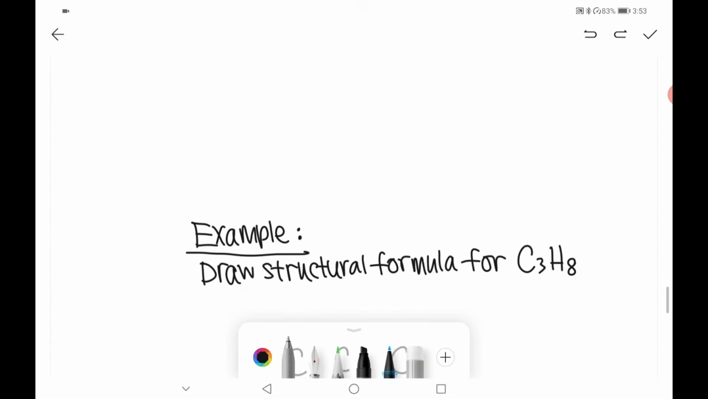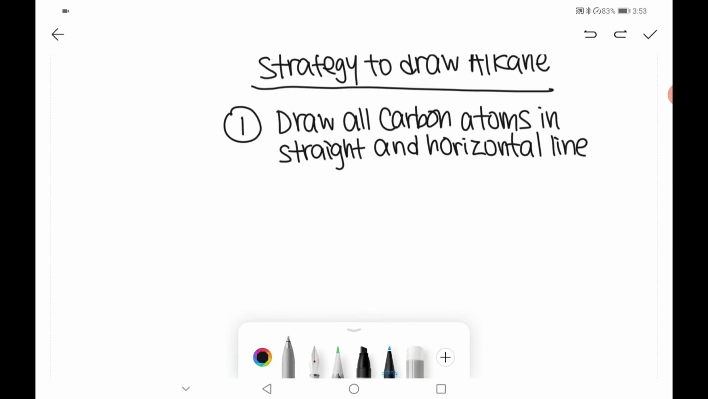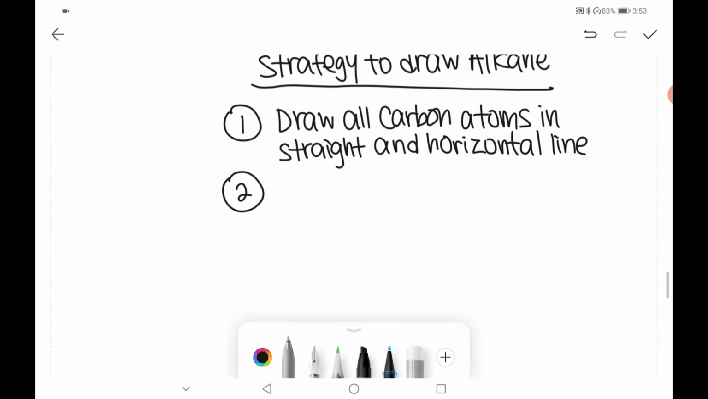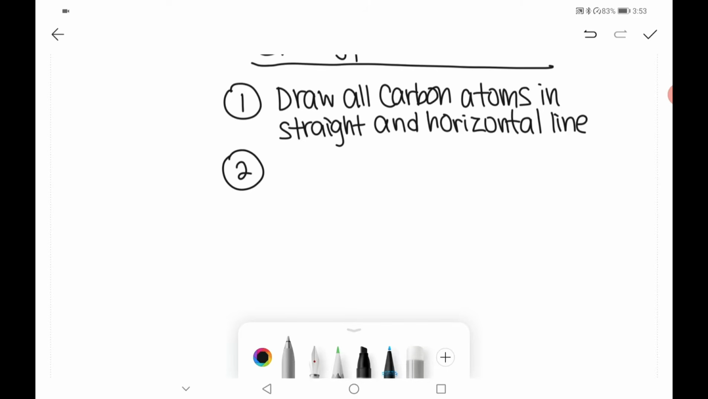So now after you draw all the carbon in a straight line, you need to put in the sex organ of alkane already. So what is the sex organ of alkane? Carbon, carbon, single bond. For alkane, the sex organ is the carbon-carbon single bond.